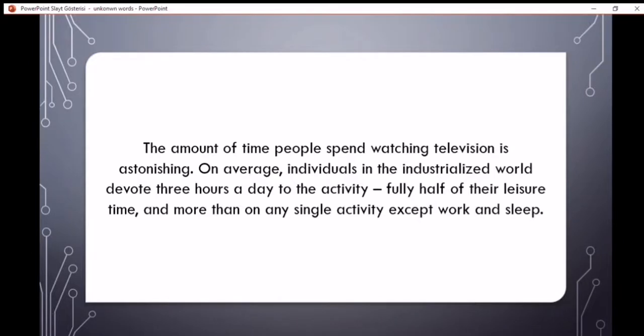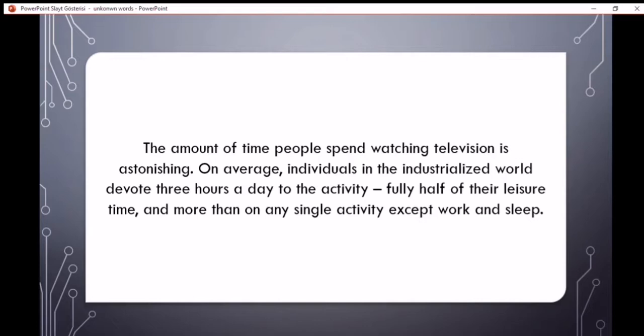Let's find the tone of this passage. The amount of time people spend watching TV is astonishing. On average, individuals in the industrialized world devote 3 hours a day to the activity, fully half of their leisure time, and more than on any single activity except work and sleep. Now we can simply see that the writer is giving us information about how much time people spend watching TV. We can also see that it's excessive. It says fully half of their leisure time, and more than on any single activity, of course, except work and sleep.